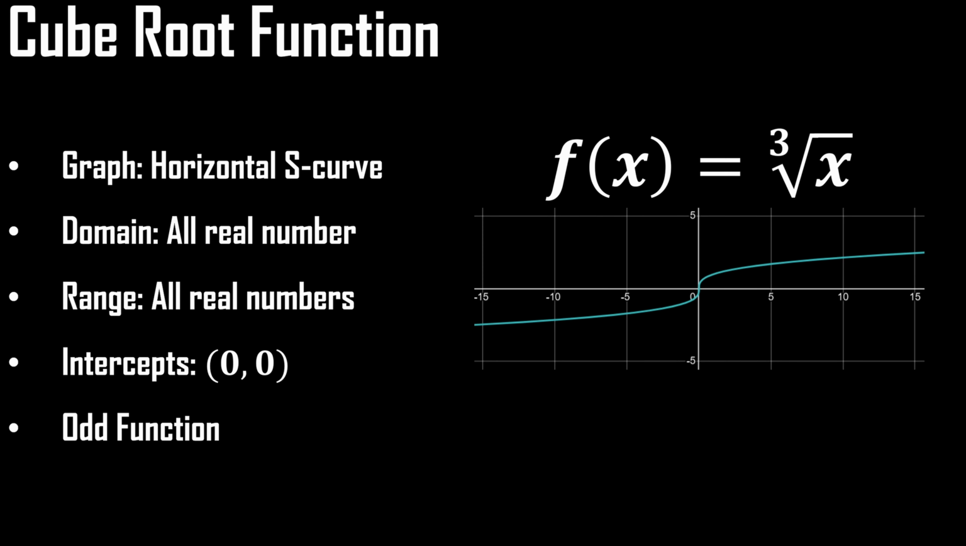Next, we have the cube root function. F of x equals the cube root of x. The graph is a horizontal S-curve. The domain and range are all real numbers. The intercept is at (0, 0), and it is an odd function. A real-world example would be engineering applications with cube volume constraints.